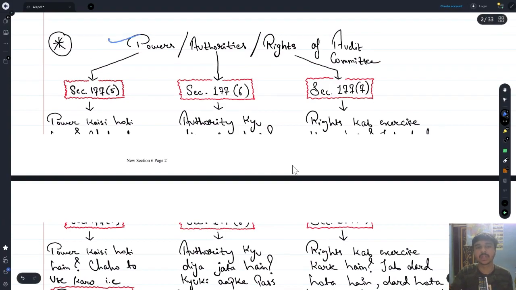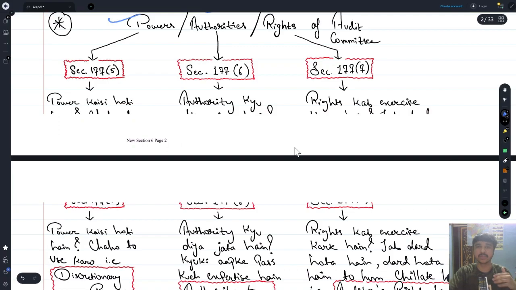Now, what are the powers, what are the authorities, and what are the rights of the audit committee? This is again the Companies Act stating that, audit committee, these are your certain powers, these are your certain authorities, and these are your certain rights. Now tell me guys, when do you use power?